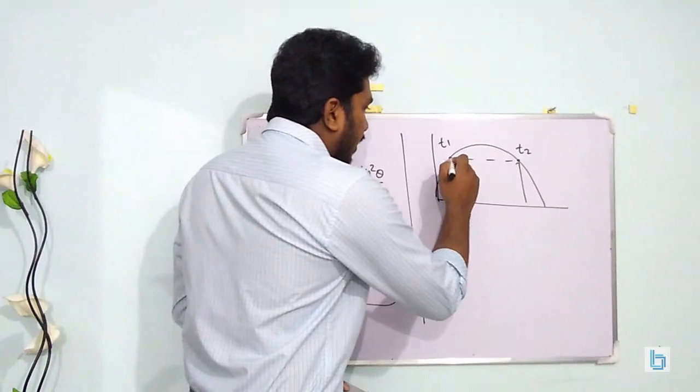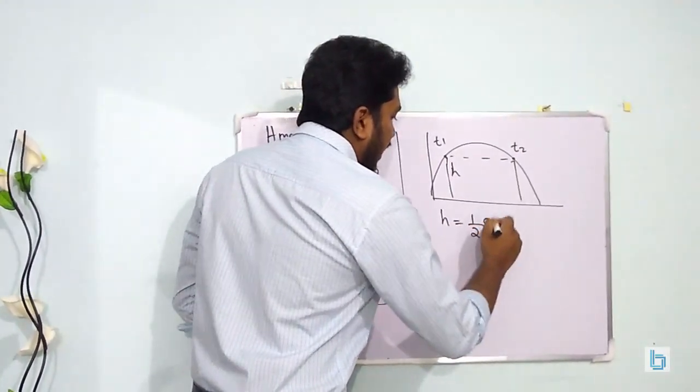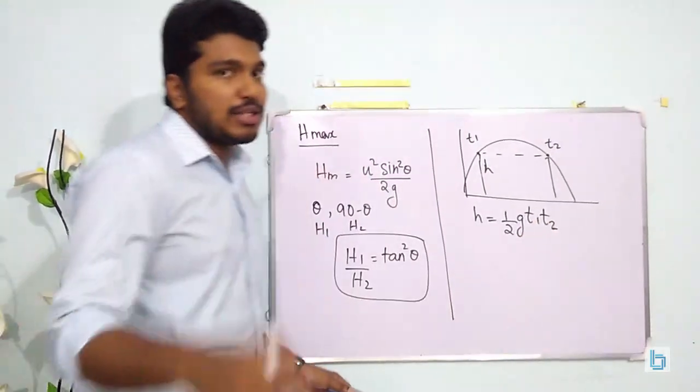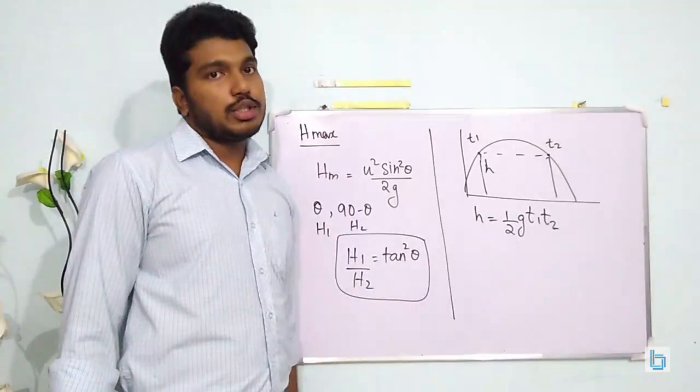Then you can say that the corresponding height h is in fact equal to half g t1 t2. I hope you remember this equation. I have discussed that previously, right? So half g t1 t2 is the time taken to cross it.